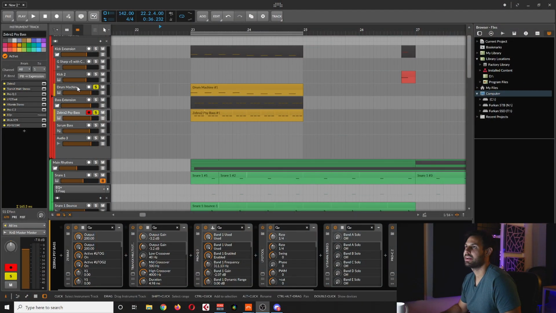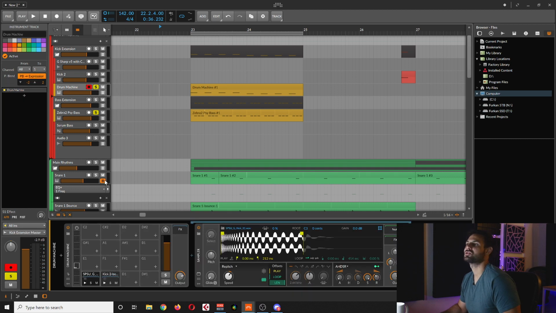Okay, so here we have two channels. You can see one says drum machine and the other one says Psy bass, and these two yellow channels are what we're going to be looking at. This drum machine has two different kicks, and our Psytrance bass is going to be the same channel, but I think it'll give us a good idea of what we're looking at in terms of phase correlation.